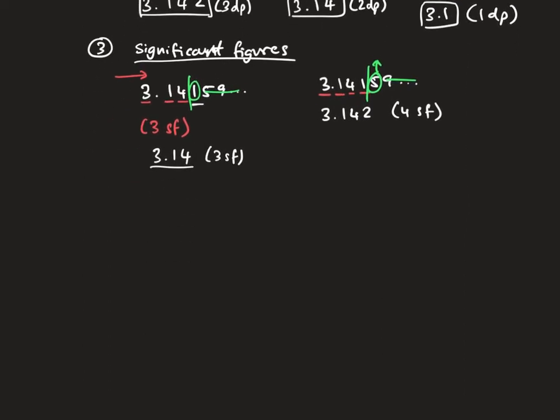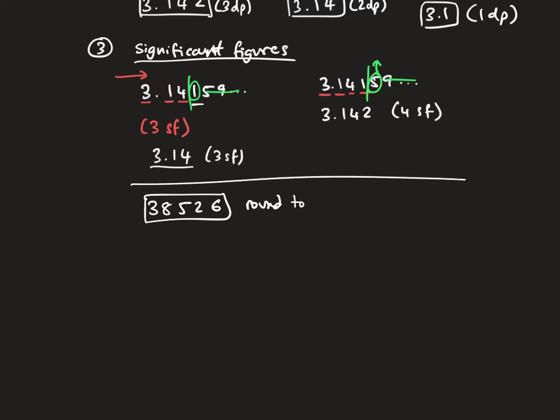So for example, if I have this number, 38526, and I'm asked to round it to say 3 significant figures, which by the way is something that's very common for GCSE. In fact, you should generally be rounding to 3 significant figures anyway, unless stated otherwise. 1, 2, 3, and then I draw my line here, and you can see the 2 means that the 5 stays the same. But if this 2 was 5 and above, it would cause the 5 to round up to a 6.